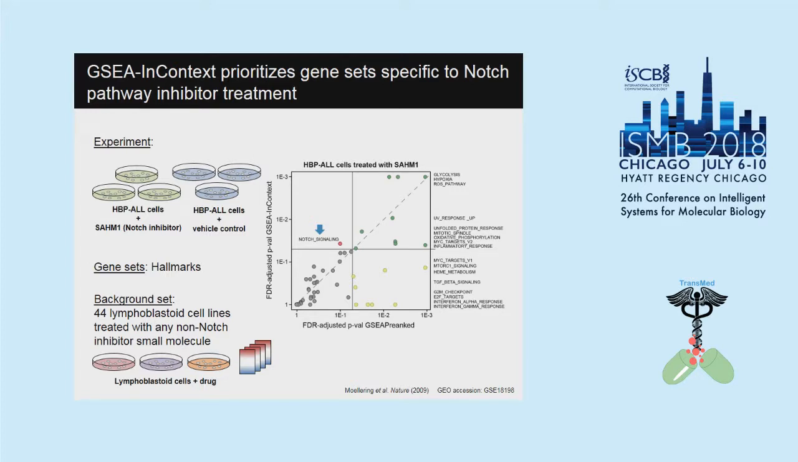So how did I do that? Well, I used a targeted background set of experiments that were, again, lymphoblastoid cell lines, same as the original experiment, and they were just treated with any other drug. So now the comparison in my question is, what is different about treating these cells with a Notch inhibitor as opposed to treating them with any other drug? And here we see that the Notch signaling pathway is identified by GSEA InContext.